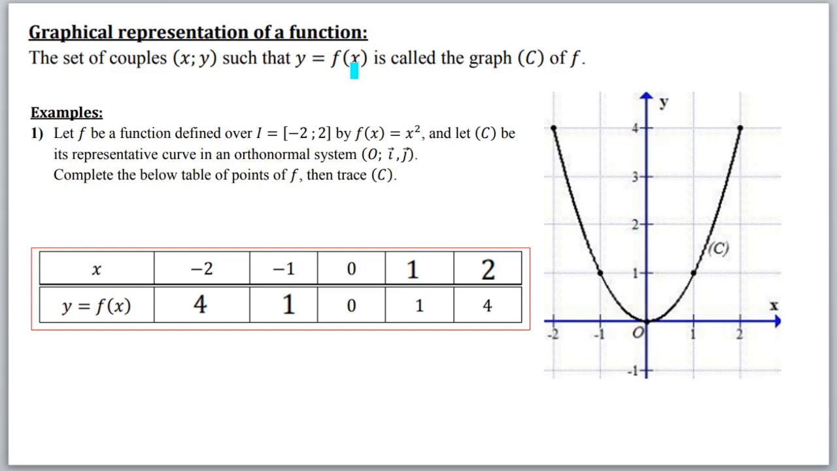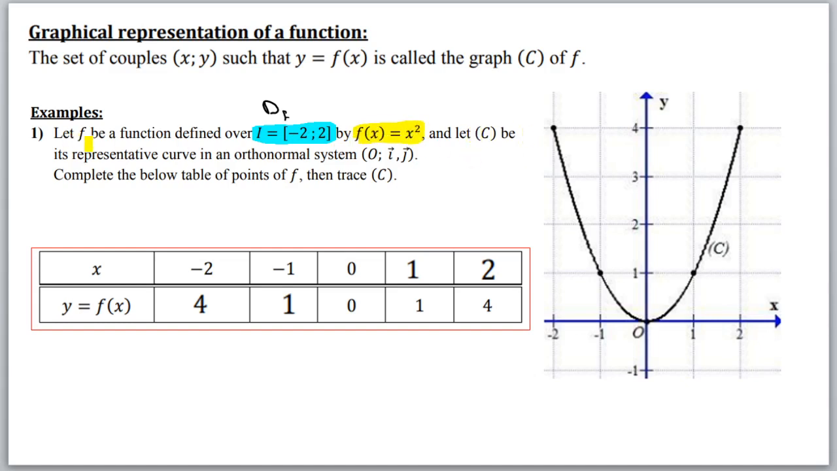Graphical representation of a function. For this function, for example, how do I make a representation? How do I take the f of x into a graph? This was a smart idea by whoever discovered the graph, who was able to make a relation between algebra and the graph, to turn this algebraic expression into a graph. Okay, for example, let f be a function defined over the interval minus 2, 2. That means the domain of definition is minus 2, 2, by f of x equal x squared.